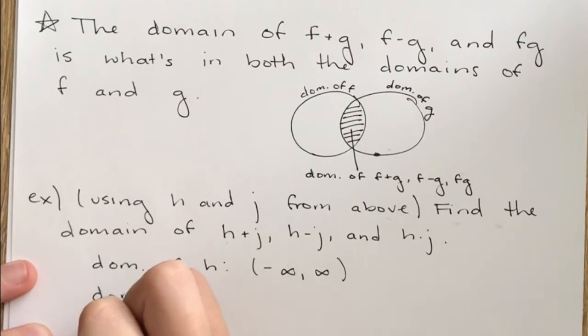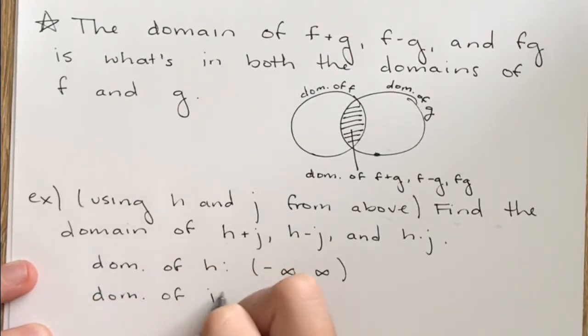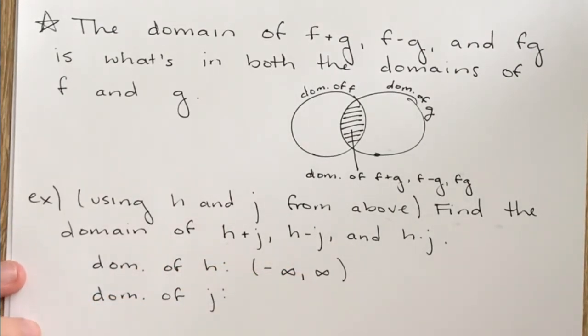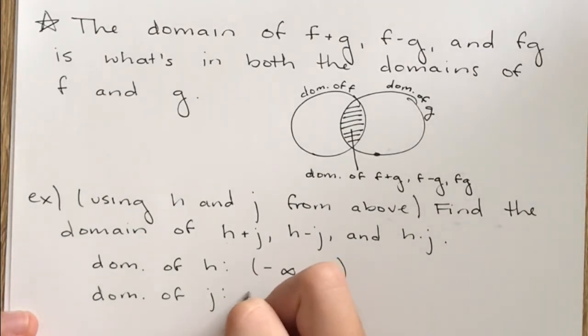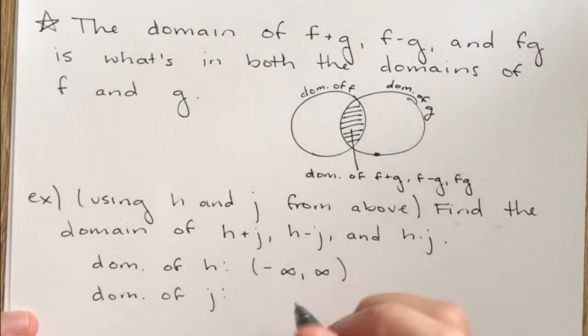What's the domain of j? Again, our rules are we're looking for a denominator or an even root. We do have an even root here, so what do we need to do? What's wrong with even roots? We can't have negatives underneath. So let's check the stuff underneath and see when it's going to be positive or equal to 0.